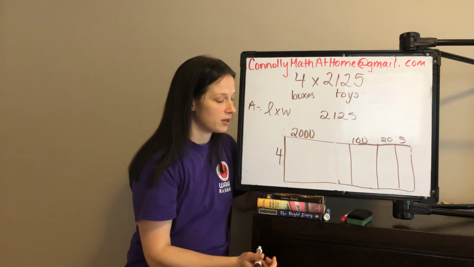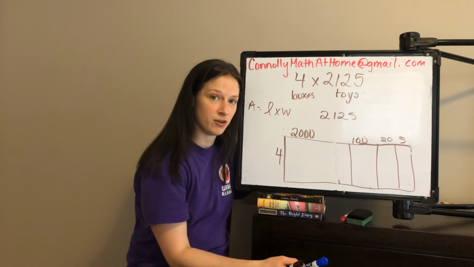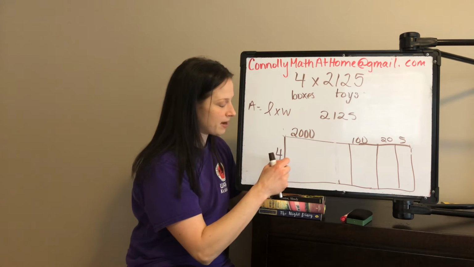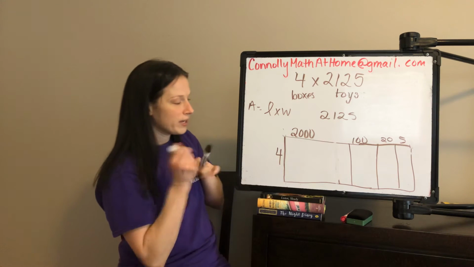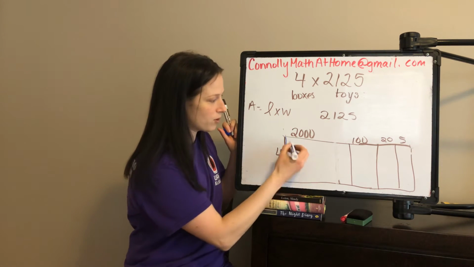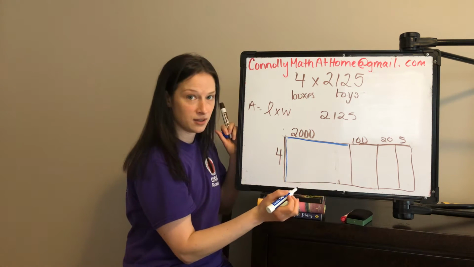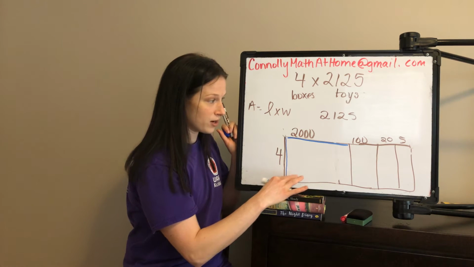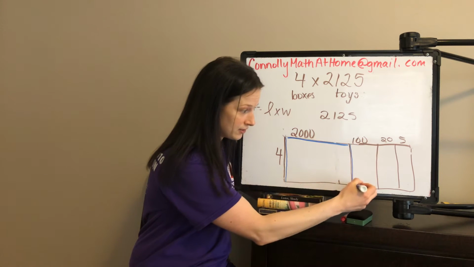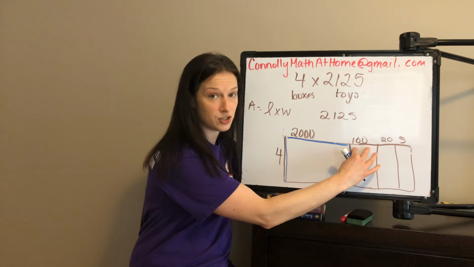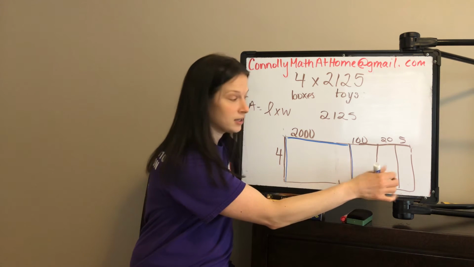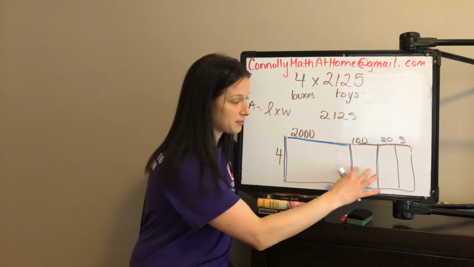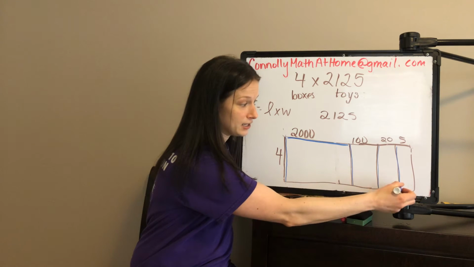An important thing, parents, if you're not familiar with the area model, is that opposite sides in a rectangle are equal. So when we think about what we're multiplying with length times width, the length is 4 times the width of this box, which is 2,000. I know from here to here the length is 4, so from here to here the length is 4. The width is 100. For this rectangle, the length again is 4, and the width is 20. Since opposite sides are equal, I know what I'm multiplying in each box.